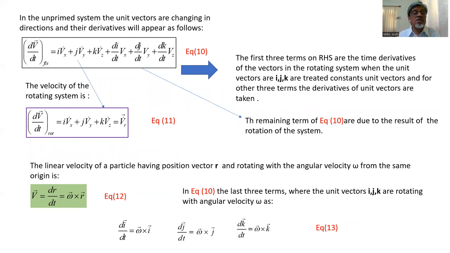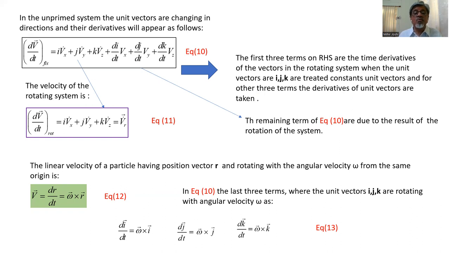The linear velocity of a particle having a position vector r and rotating with angular velocity omega about the same origin can be represented as v, a vector, equal to dr by dt, which is omega cross r. Here omega is the angular velocity and r is the position vector. So there is a relation between the linear velocity and the rotational velocity, represented by equation number 12.